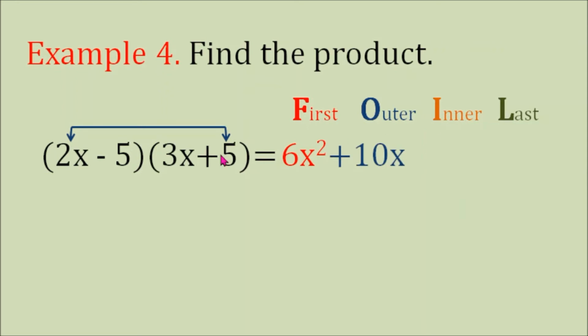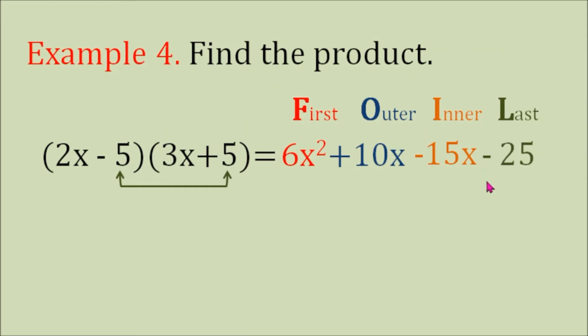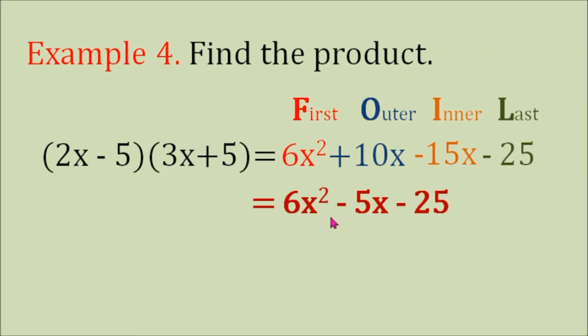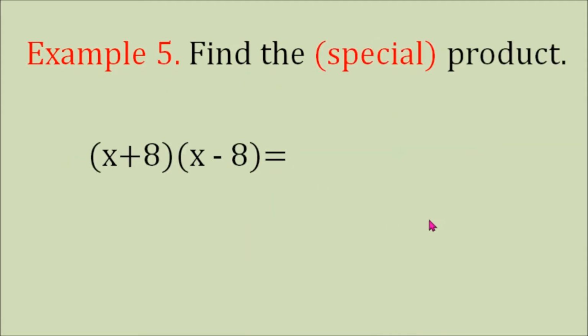Then product of the inner terms, that's negative 5 times 3x, that's negative 15x. Then product of the last terms, that's negative 5 times 5, and that's negative 25. Now we can combine 10x and negative 15x, so our answer is 6x squared minus 5x minus 25.